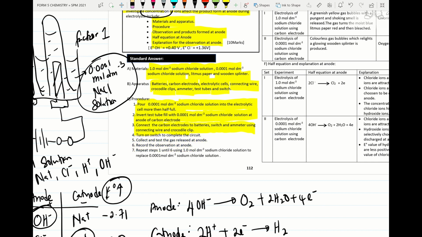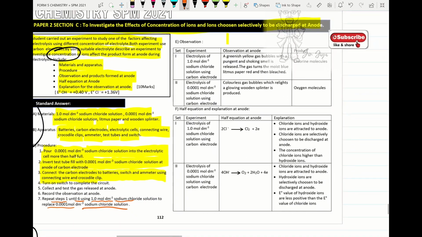Next, repeat step 1 until step 6 using 1.0 mol dm⁻³ of sodium chloride solution to replace the 0.001 mol dm⁻³ of sodium chloride solution. Next we go for observation. They want the observation and product formed at the anode and cathode. So observation at the anode, which will be the positive terminal: here greenish yellow gas bubbles.